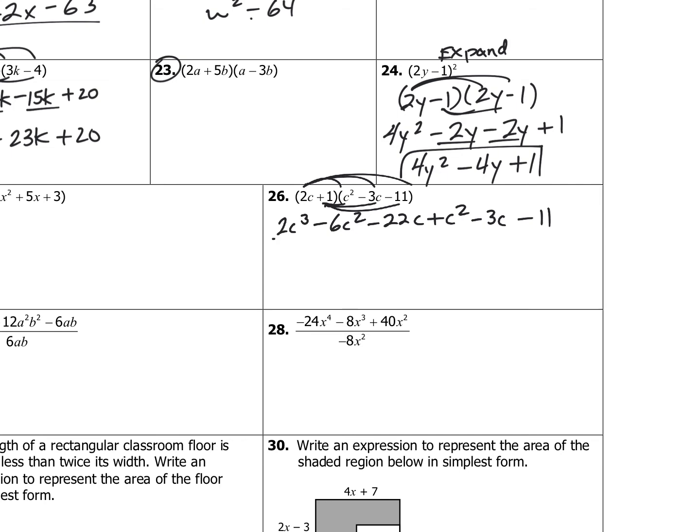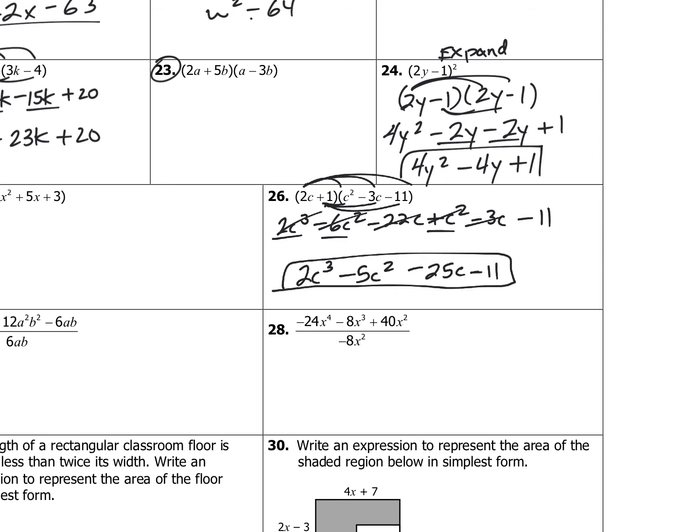Combine like terms. 2c cubed doesn't have anything to combine with. I'm going to rewrite that. Negative 6c squared plus c squared is going to be negative 5c squared. And negative 22c and negative 3c is negative 25c. And then bring down the negative 11.